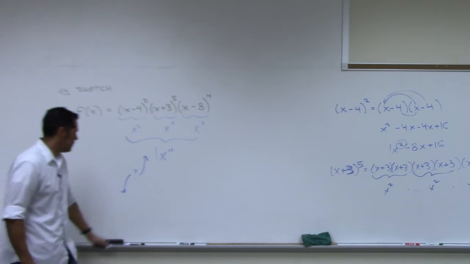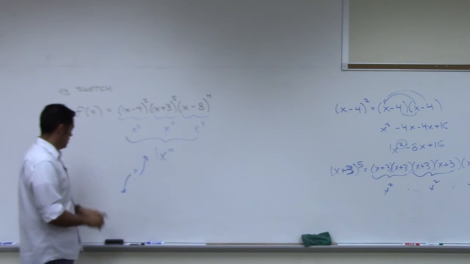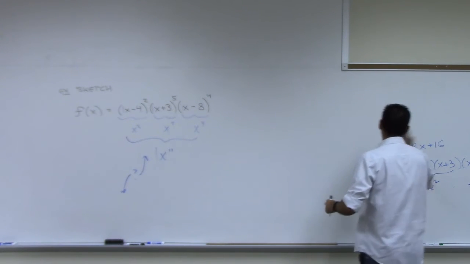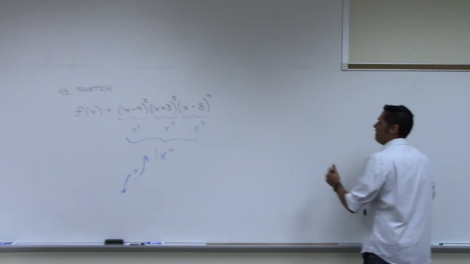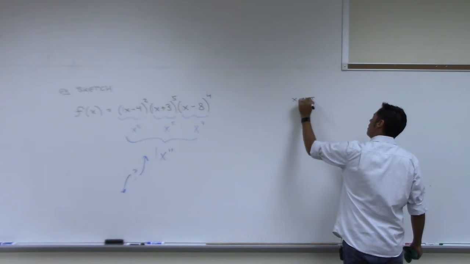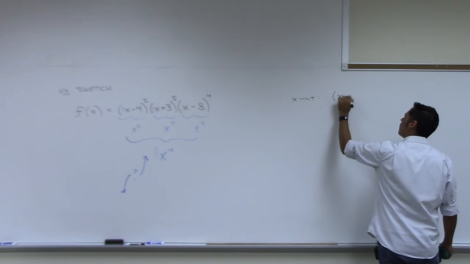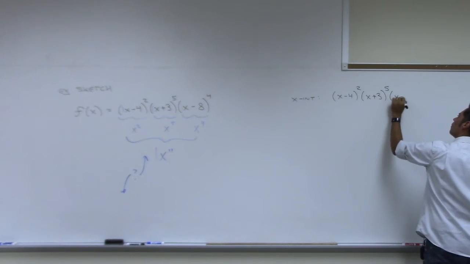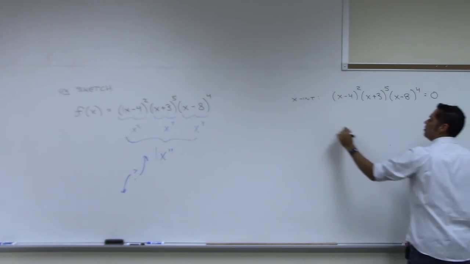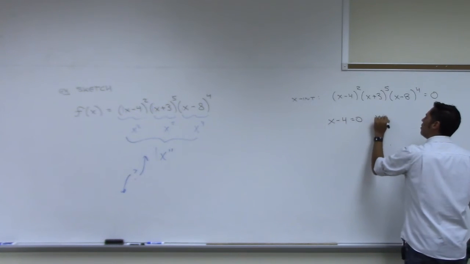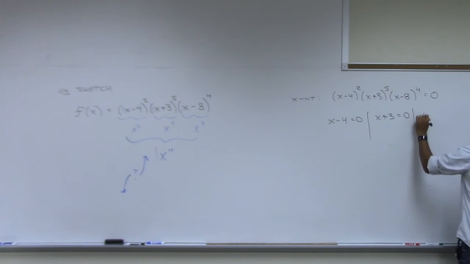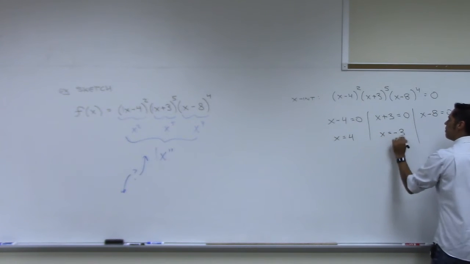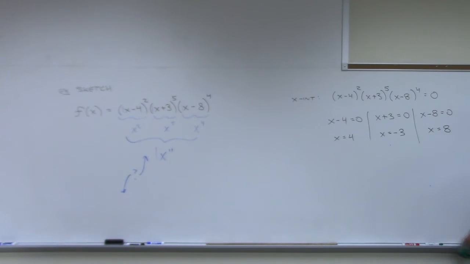Understand? All right. So we're ready to graph this one. We have to find our x-intercepts and plot some points and bounce and cross, and then we'll be done. So for the x-intercepts, I'm going to set each factor equal to 0. So I set x minus 4 equal to 0, x plus 3 equal to 0, and x minus 8 equal to 0. And I should get 3 solutions: 4, -3, and 8. See, isn't that nice? We didn't have to factor.